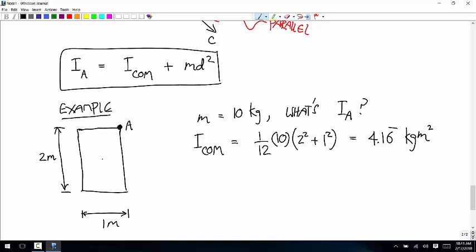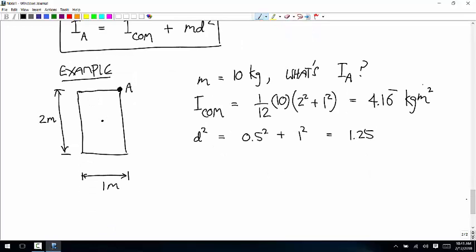And now, what's the distance from the center of mass to A? We can use the Pythagorean theorem. Well, distance squared is equal to 0.5 squared, because you're going half of that horizontal distance, plus 1 squared, so 1.25. We want distance squared for the parallel axis theorem, so we just square it again at the end anyways.